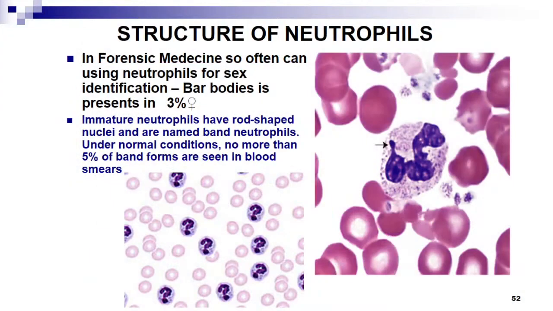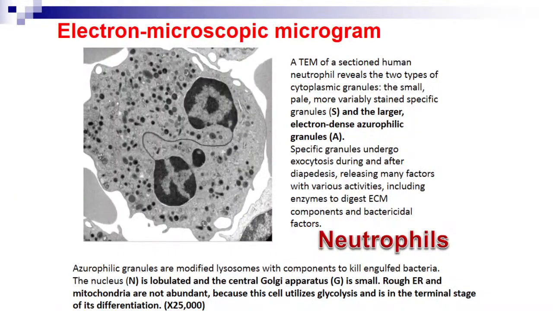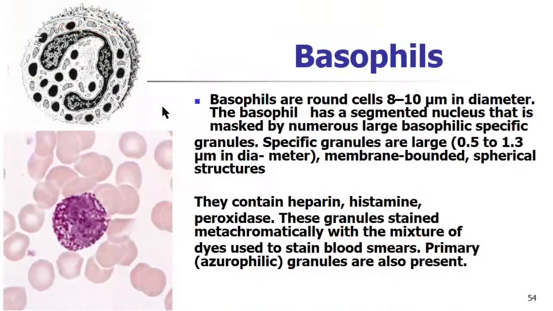Okay, structure of neutrophils. In forensic medicine, neutrophils are often used for sex identification with the Barr bodies, present in around 3% of neutrophils in females. Immature neutrophils have rod-shaped nuclei and are named band neutrophils; under normal conditions they are around 5% of the smear. Next, an electron micrograph shows us these cells also. You can understand this is a neutrophil because multilobulated nuclei with stalks are visible here, and small granules. We continue our discussion.